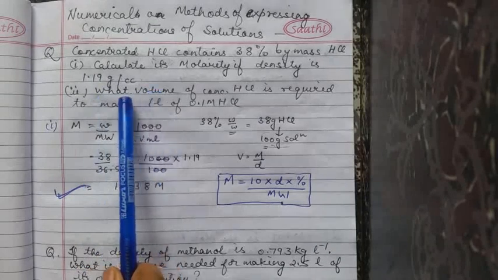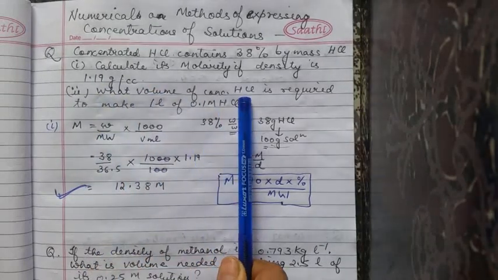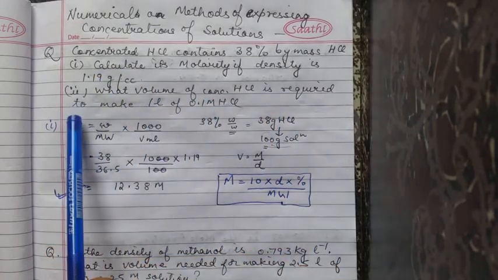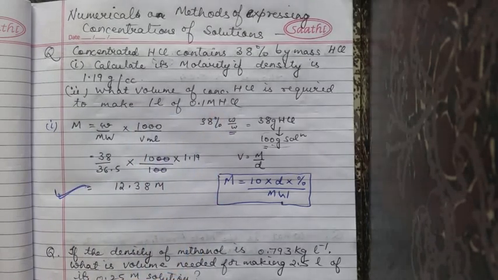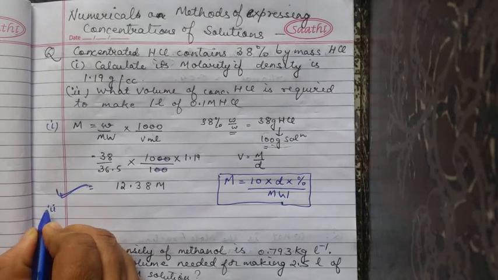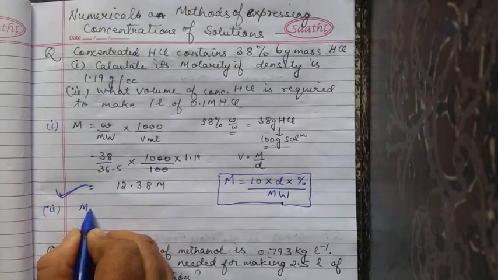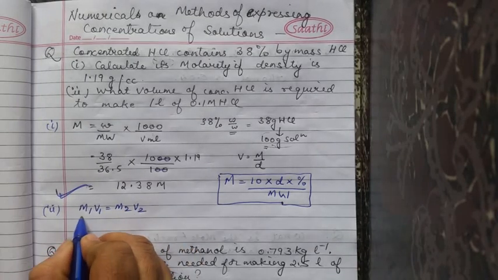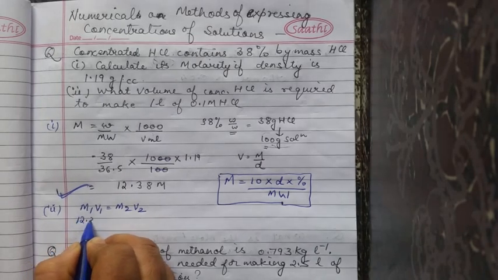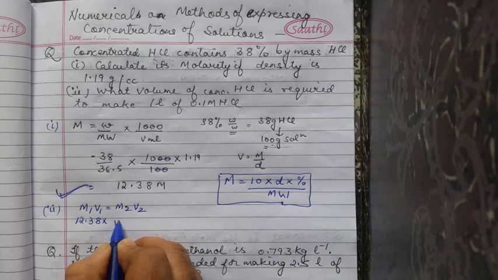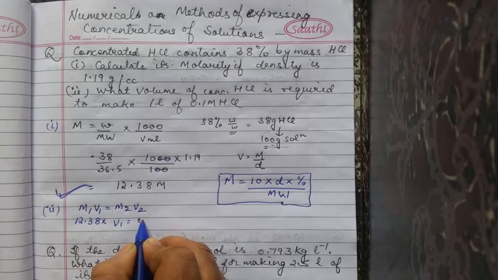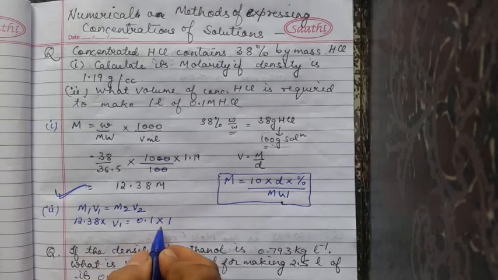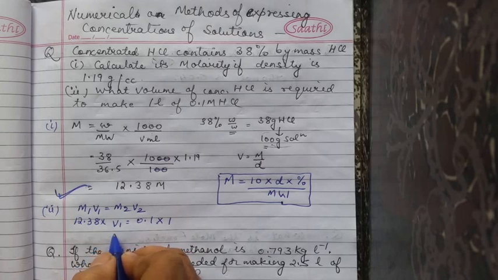The second part says what volume of HCl is required. Means whatever you have prepared, what volume is required to make this much volume. That means we are using the dilution formula for that. The dilution formula is M1V1 is equal to M2V2. What is our M1? What we have calculated, 12.38. What is V1? We are asked to find it out. M2 is given, 0.1 into 1 liter. If we use this 1 liter, leave it like this only, you will get the answer also in liter.